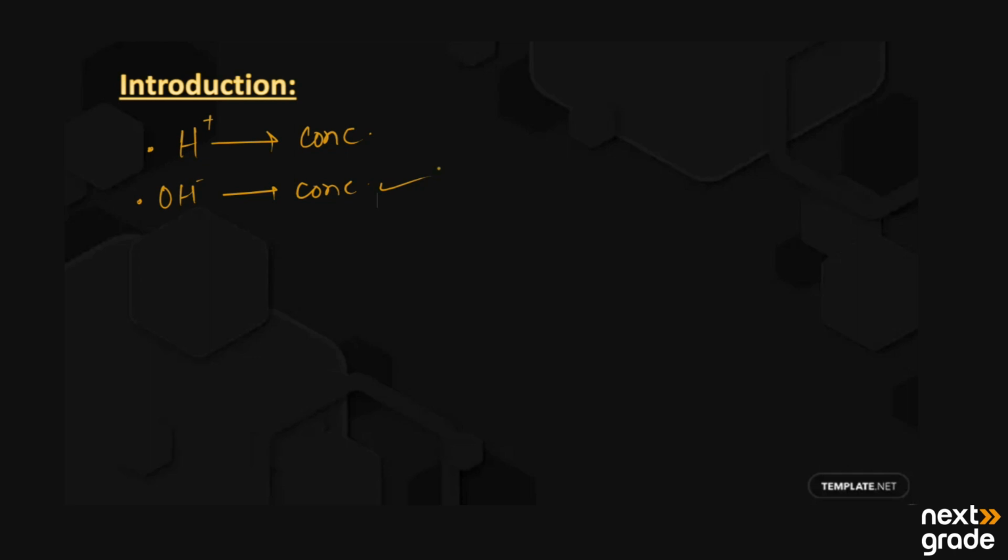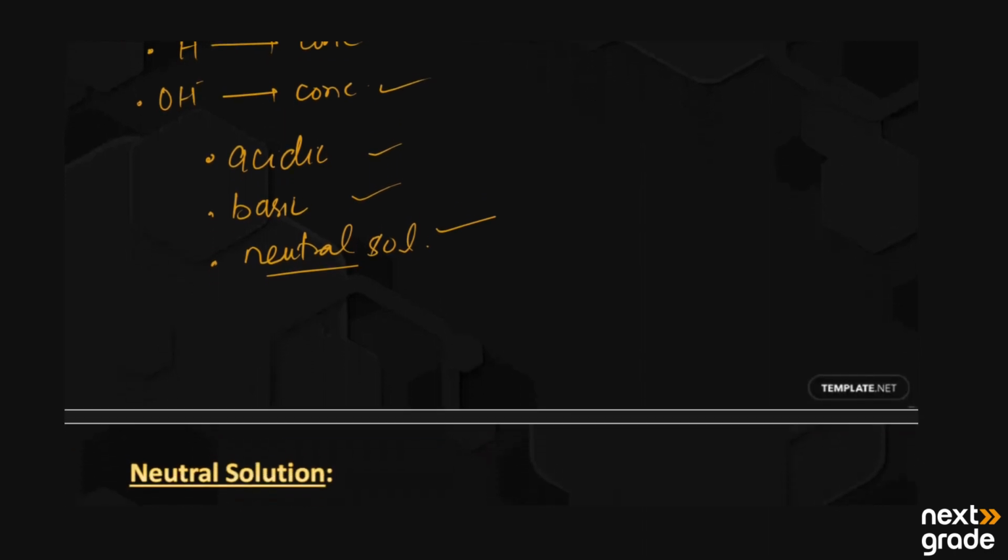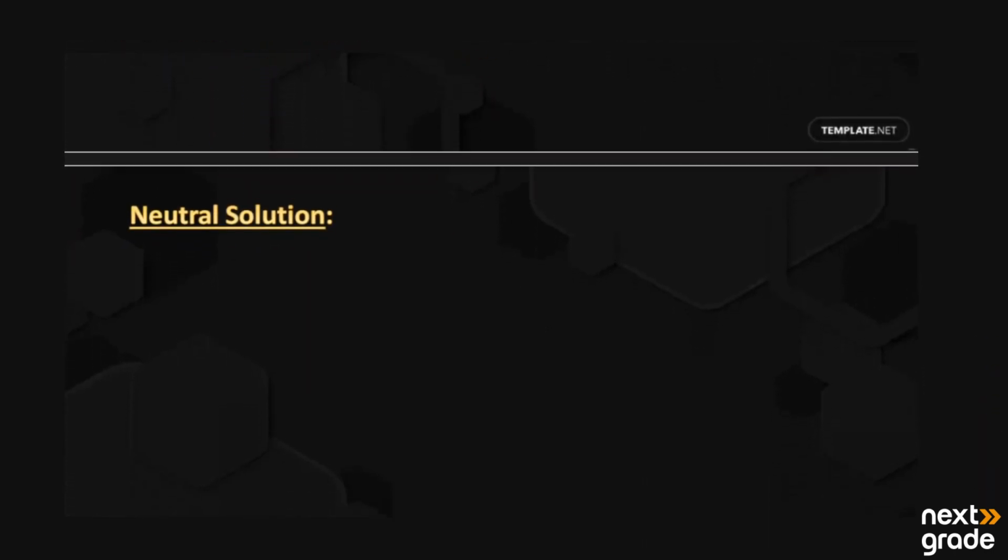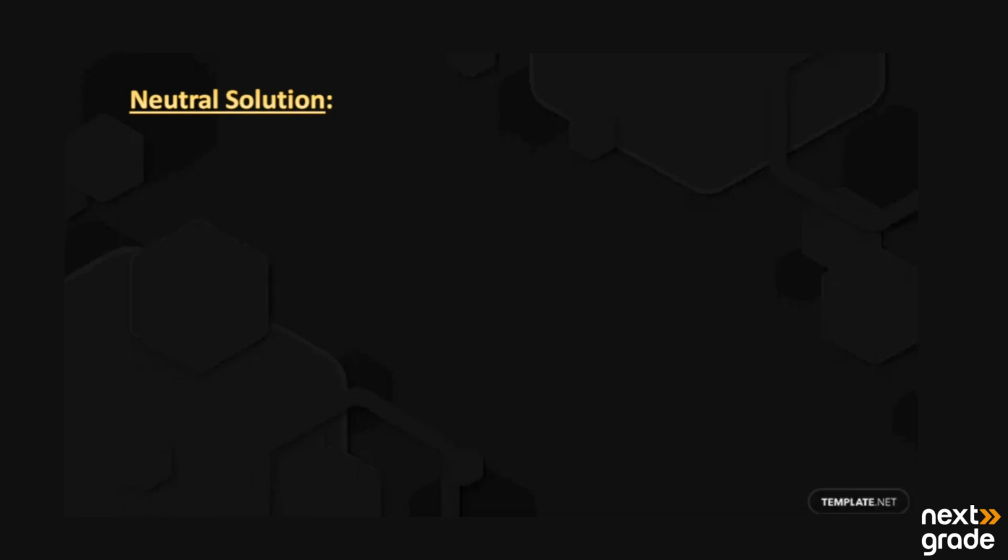Mainly there are three forms of solutions. The first one is acidic, the second one is basic, and the third one is the neutral solution. Let's go one by one and see which solutions are acidic, basic or neutral. We will start with the neutral solution.